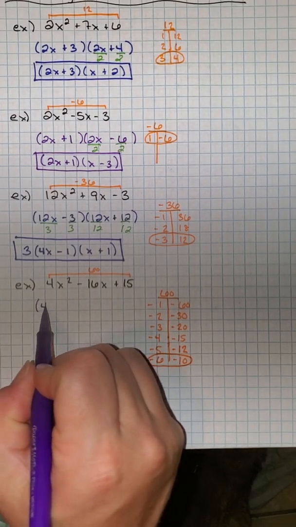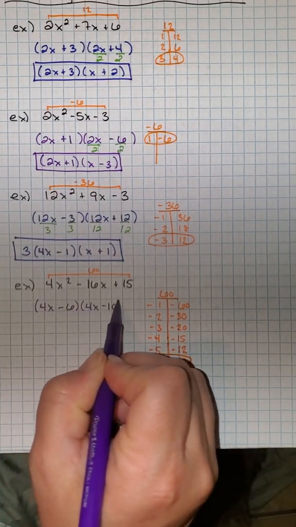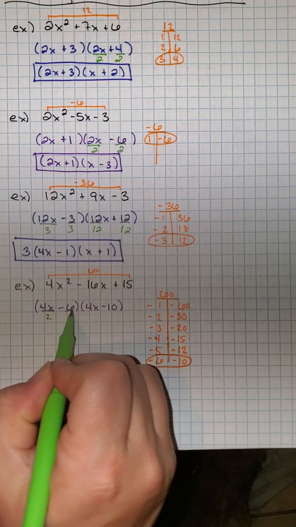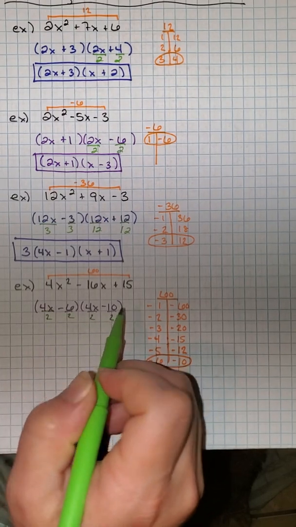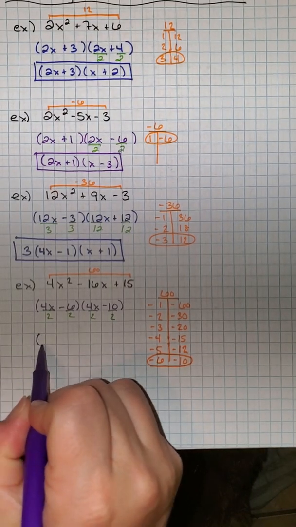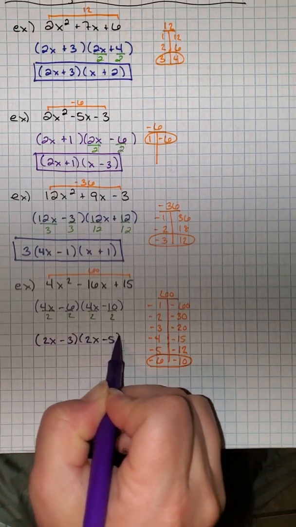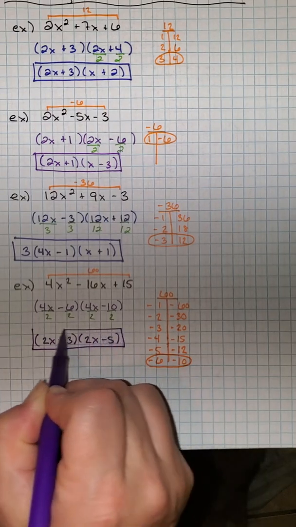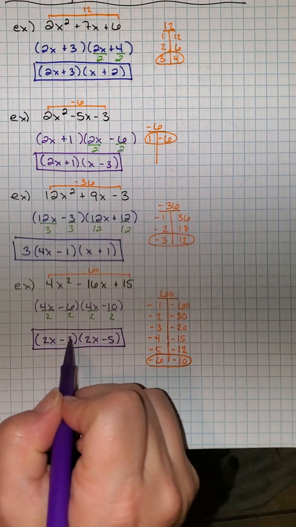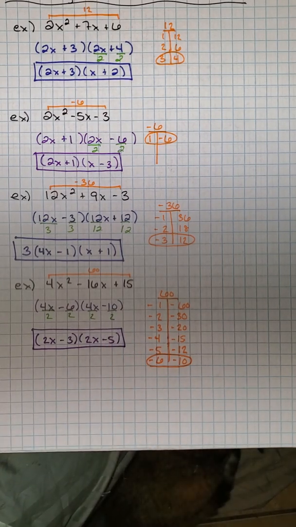So my liar step, we have 4x minus 6 and 4x minus 10. 4 and 6 are both divisible by 2. 4 and 10 are both divisible by 2. So then you write your answer. 4 divided by 2, that's 2x minus 3 and 2x minus 5. You can FOIL out to check it. 2x times 2x is 4x squared. You have minus 10 and minus 6 will be negative 16. Negative 3 and negative 5 is positive 15.